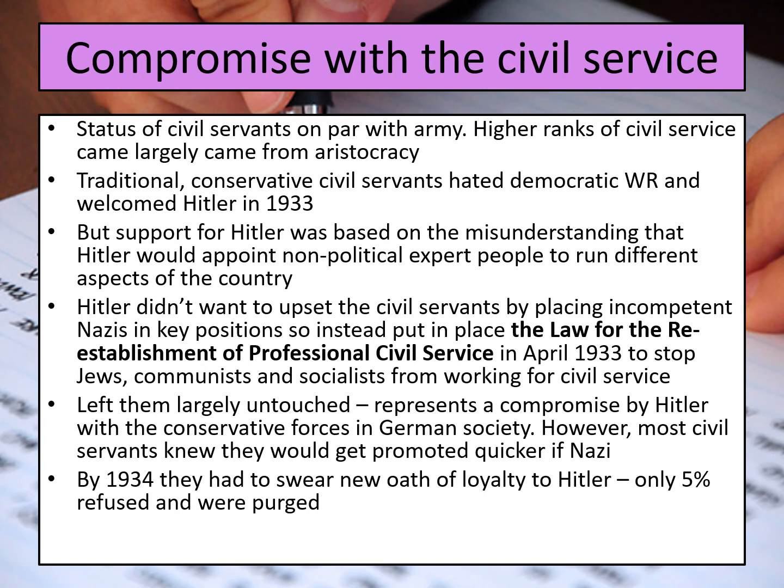However, their support for Hitler was based on a misunderstanding that Hitler would appoint non-political expert people to run different aspects of the country, and they didn't quite know what was going to happen with the Nazi dictatorship. So Hitler didn't want to upset them too much and cause too much opposition straight away by replacing lots of the civil service. So instead he did it in kind of small sections by starting with the law for the re-establishment of professional civil service, which basically got rid of only a few civil servants, only people that were Jewish, people that belonged to the Communist Party, or people that were known to be socialists.